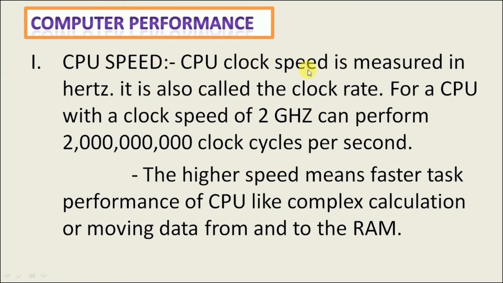CPU speed. CPU clock speed is measured in hertz. It is also called clock rate. A CPU with a clock speed of 2 gigahertz can perform about 20 crore clock cycles per second. So you can just imagine how fast the speed of the CPU is. A higher speed means faster task performance by a CPU, like complex calculations or moving data to and from the RAM, right? If a CPU is working at a very high speed, it means the computer's overall efficiency is very good.